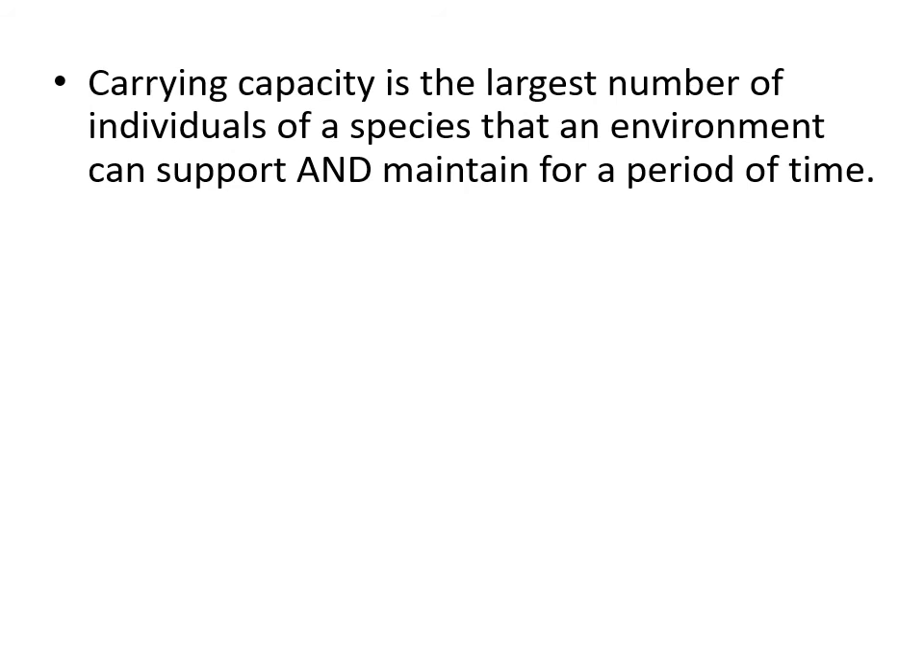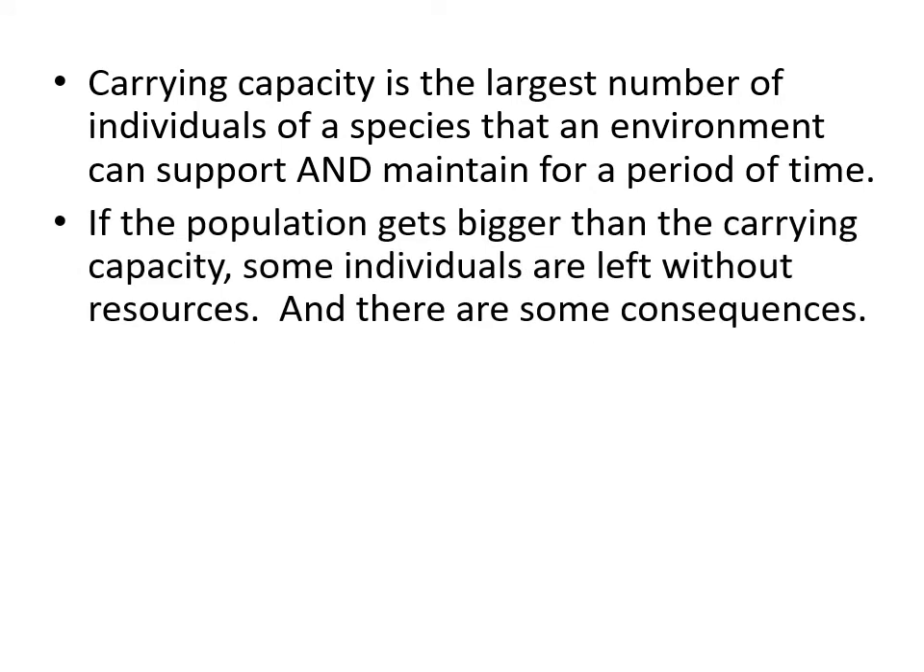Carrying capacity is the largest number of individuals and species that an environment can support and maintain. If a population gets bigger than the carrying capacity, that means some individuals are left without resources. For example, if water ends up being the limiting factor for humans, then as the population continues to grow, we have less water per person. And the people who are less fit for the environment will be the first ones to die off.